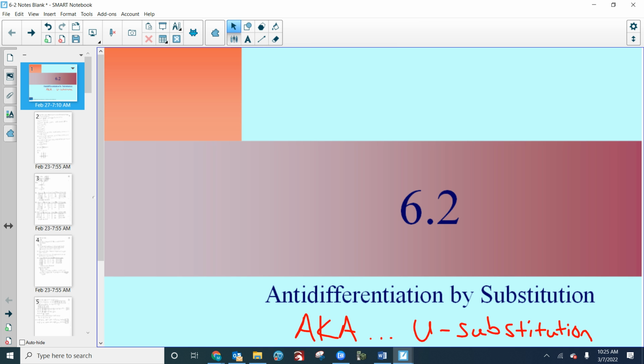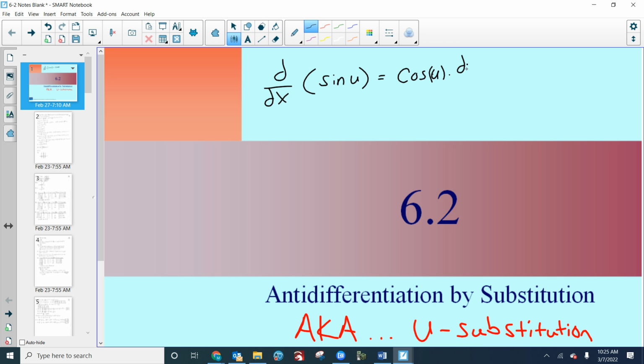Quick review. This is why I had you memorize it this way. What's the derivative of sine of u with respect to x? Cosine of u times du dx. That's called the chain rule. Why? Because u isn't just u. U is a function of x.